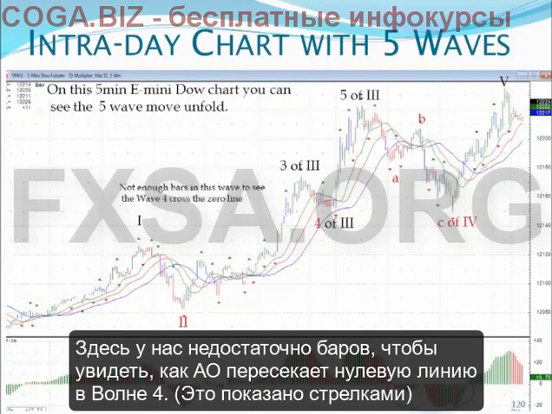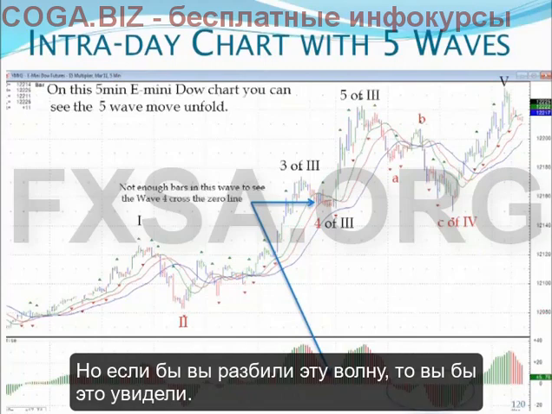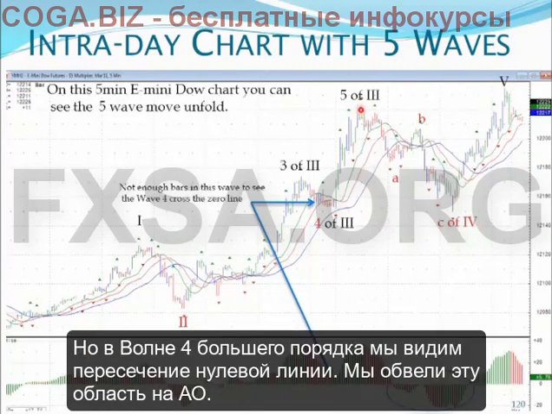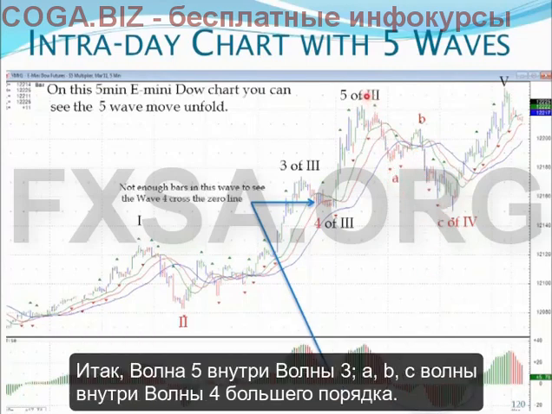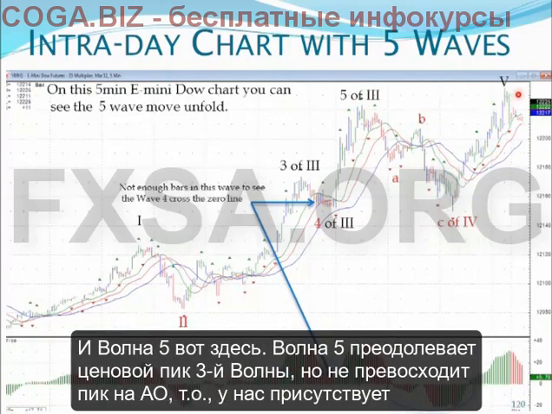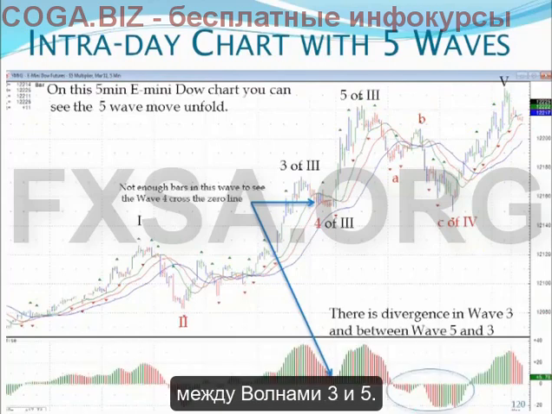Now there's not enough bars in this wave to see the wave 4 cross the 0 line in the area where the arrow is pointing to, but if we broke it down you would. But the wave 4 of the larger degree here we do see cross the 0 line as we've circled below on the AO. So 5 of 3, A, B, C of the large degree wave 4 and wave 5 here. Wave 5 takes out the price peak of wave 3 but doesn't take out the peak of the AO. So we have divergence there between wave 3 and wave 5.